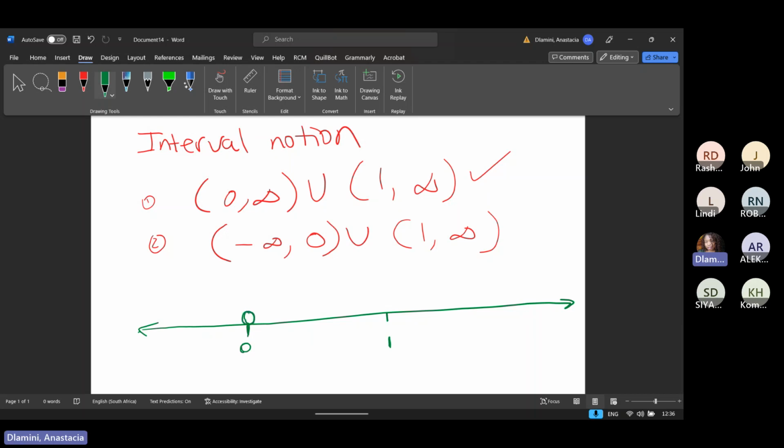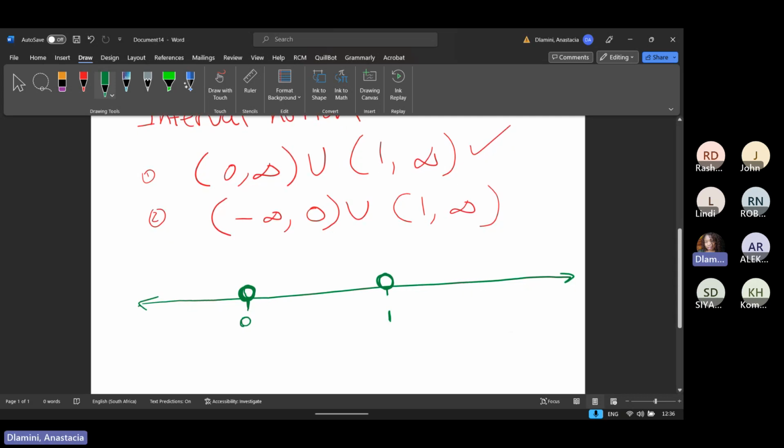So x is not equal to 0, it means it will be an open bracket. And x is not equal to 1, it will be an open bracket. So can someone read? My domain will be this red line. It will pass here, but will not pass through 0. And it will pass here, but not pass through 1, isn't that they say not equal to 1? And it will pass like this. Are we all okay on how I drew the domain?